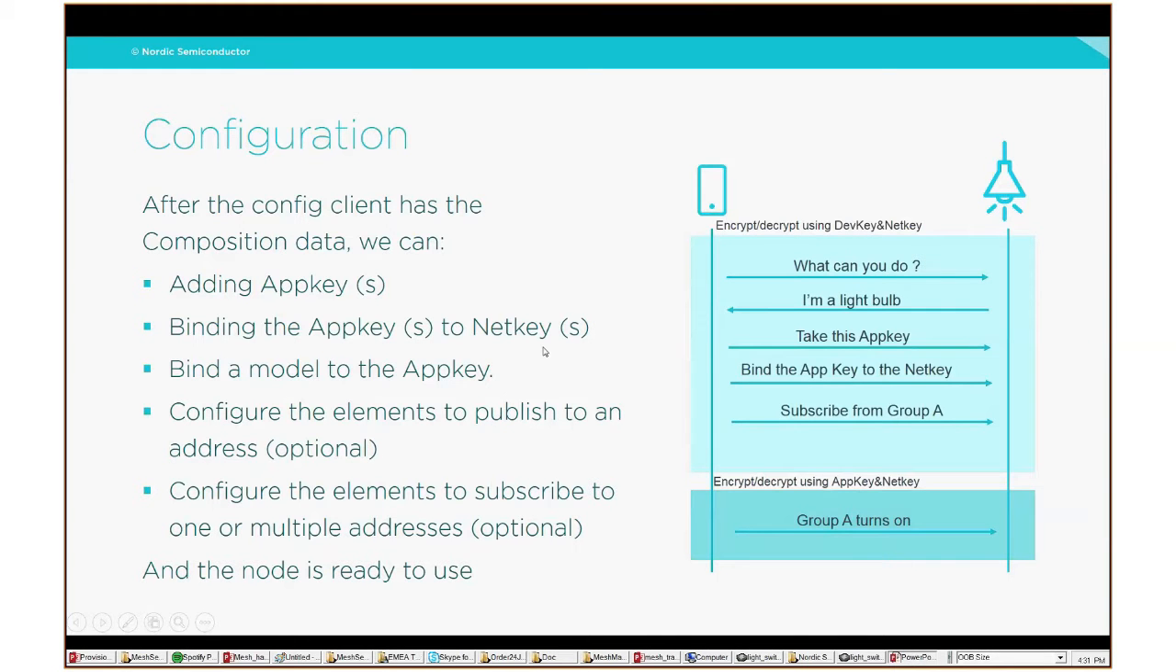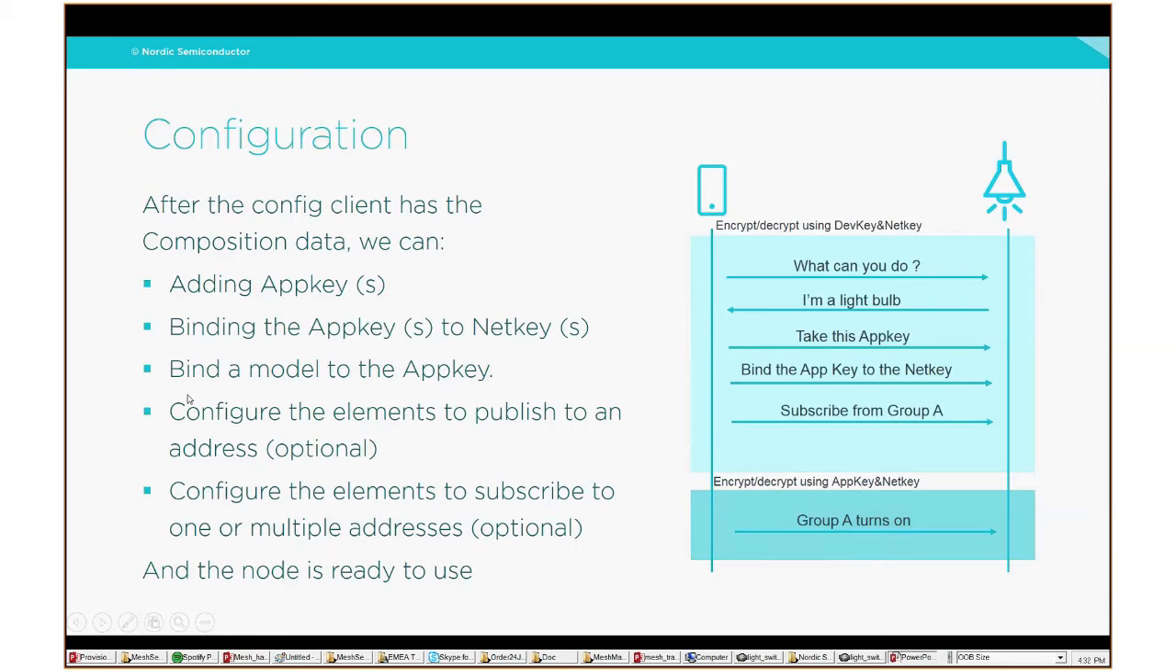After the configuration client has the composition data, then we can add in the application keys. It can be multiple of them. Then we have to bind the application key to the network key. In our SDK, we don't support or show exchanging multiple network keys yet. So mainly the app key will just be bound to one net key.